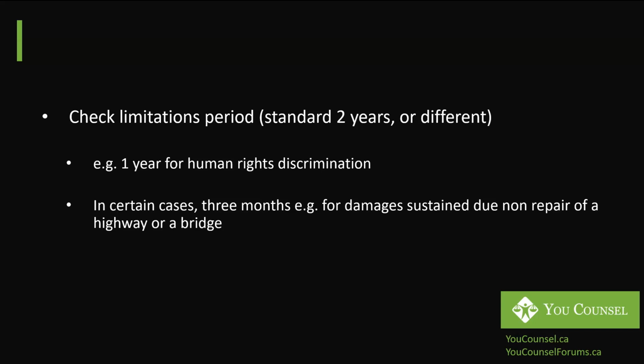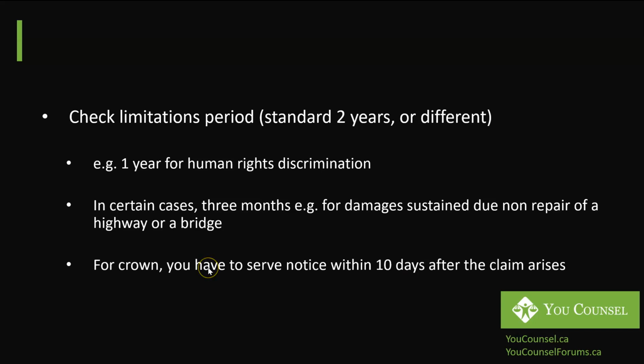An example is if you have sustained damages due to non-repair of a highway or a bridge, and you need to sue a municipality. Now, if you're suing a crown or municipality, you have to serve notice within 10 days after the claim arises. So if you sustain damages today, then you have 10 days to serve your notice to the crown that you're going to sue them. If you don't serve that notice in 10 days, you're out of time. You may not be able to commence your court action in 3 months in this specific case.